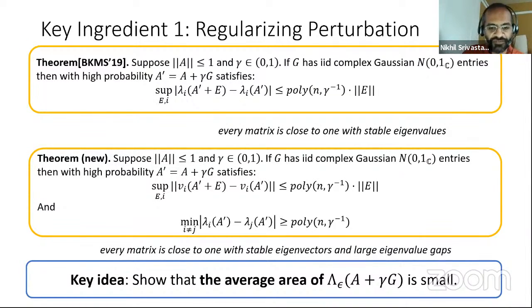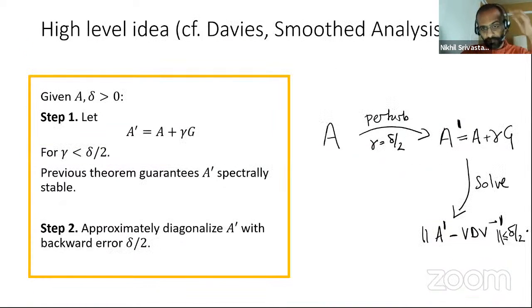And given key ingredient 1, there's a natural approach to solve the diagonalization problem, which was suggested by Brian Davies and is also similar to ideas that appear in smoothed analysis. It's going to be a two-step algorithm. You're given a matrix A and a desired accuracy delta. In step 1, you take A and you regularize it by adding a Gaussian perturbation of size delta over 2. And then you get this matrix A prime. By key ingredient 1, this A prime is spectrally stable. So it has stable eigenvalues, eigenvectors, and good eigenvalue gaps with high probability. So that's the regularization step.